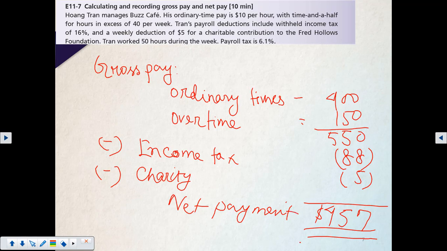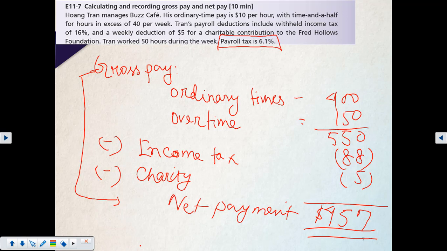Okay, there are two things. One is these kinds of things we call what? Benefits, right? And the other things that they are doing, Fred Hollows Foundation. Is there anything else to be deducted from here? He has the payroll tax of 6.1%. Okay, that payroll tax is 6.1%. What is the amount? So what does that mean? The payroll tax? It's supposed to be 6.1%. No, it's going to be.